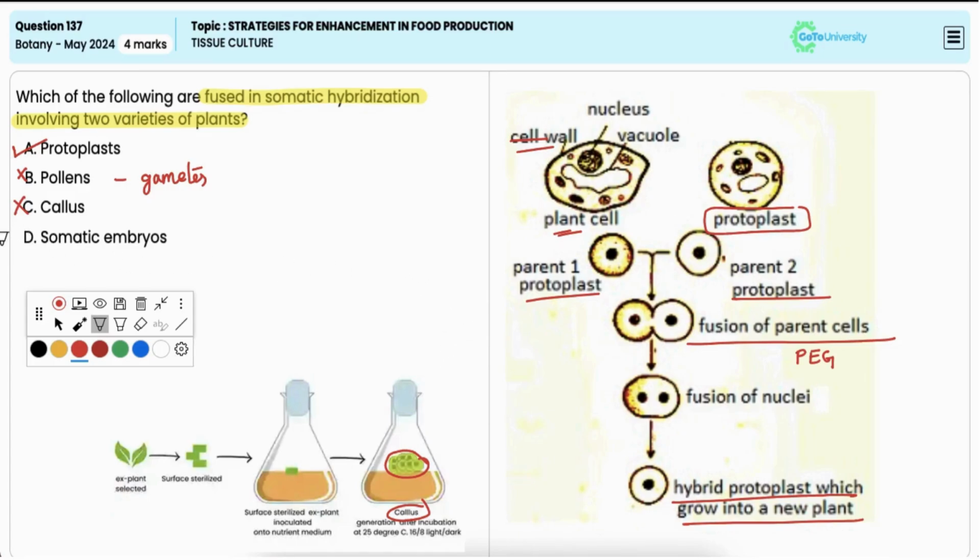Option D, somatic embryos. It is also incorrect because somatic embryos are formed from somatic cells under specific conditions but are not fused during somatic hybridization.